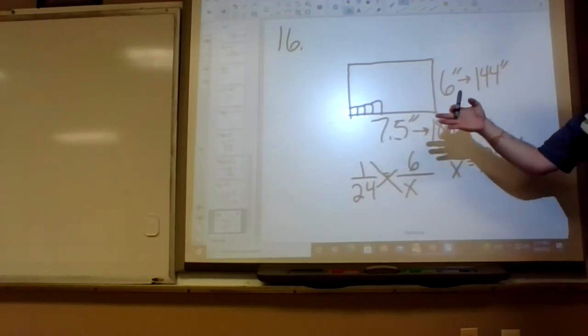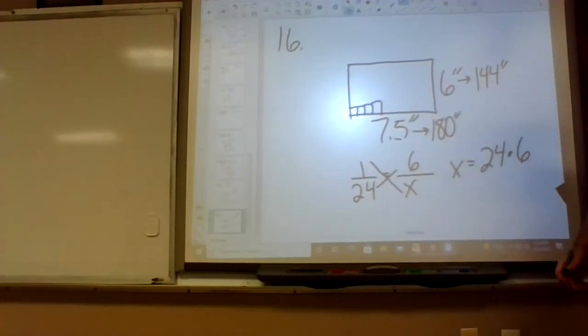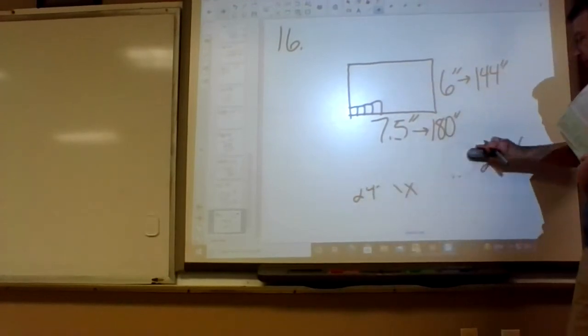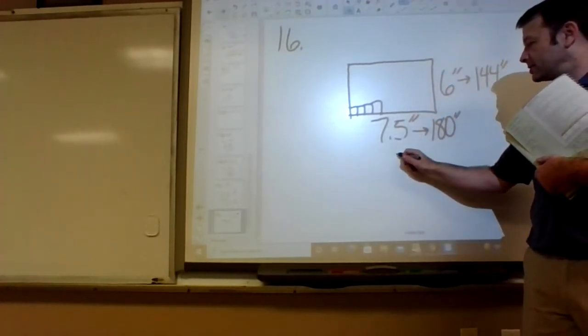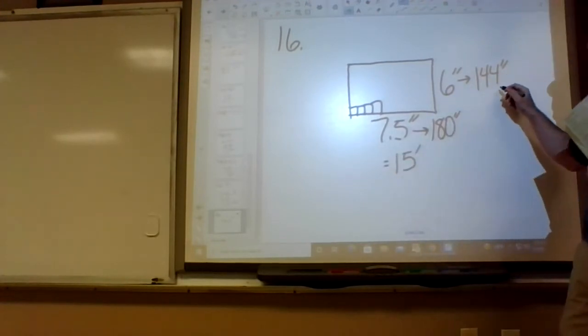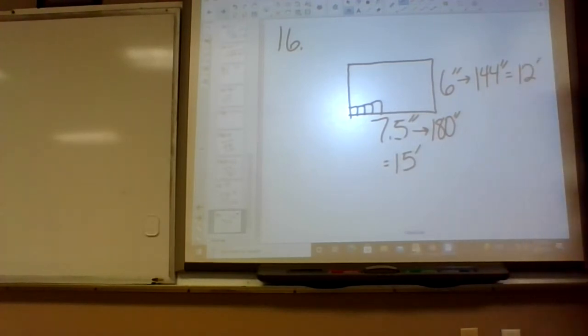Okay. This is how long and wide the room is in real life, 180 inches. But we don't describe this room in inches. What would we describe a room in? Feet. How do I turn 180 inches into feet? Divide by 12. Has somebody done that already? Yeah. That is 15 feet by 12 feet. Not a very big room, really.